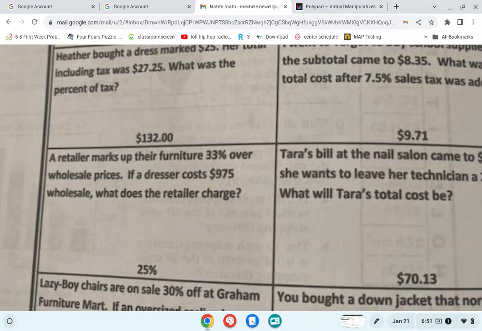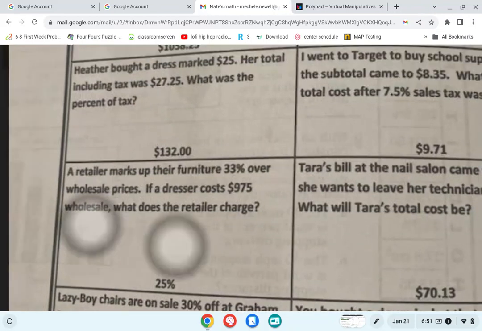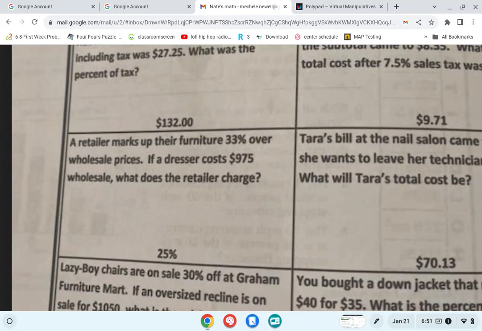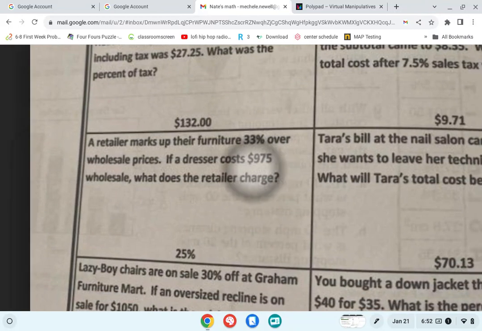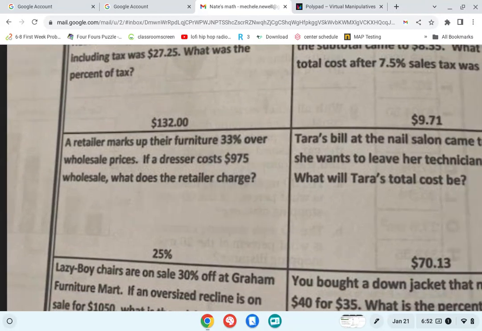All right, I think it may be necessary to go over markups since we talked about markdowns or discounts off. And so this is the retailer story here. A retailer marks up their furniture 33% over wholesale prices, right? So if a dresser normally cost me $975 wholesale, what does the retailer charge? Well, first I got to figure out what is 33% of 975. And once I figure out what 33% of 975 is, then I'm going to add that amount to the 975 because remember, the retailer isn't just going to sell it for 975, they're going to mark the price up 33%.